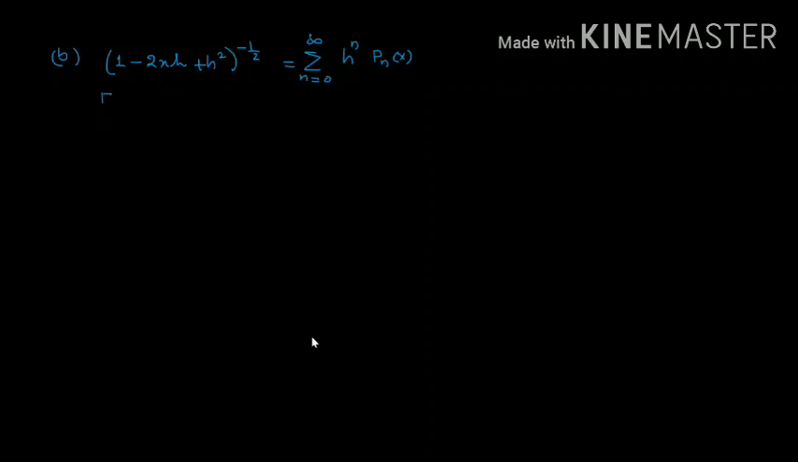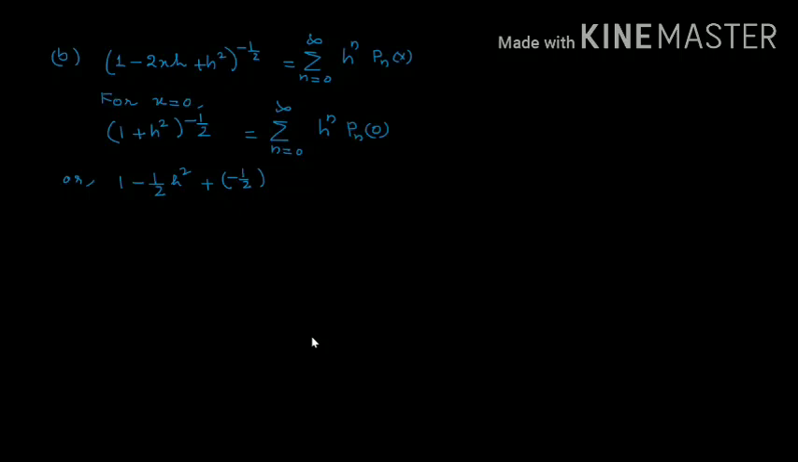For x equal to 0, the generating function is, so let us use the binomial expansion. On the left hand side we have 1 minus half h square, then plus minus half into minus 3 by 2 divided by factorial 2 into h square whole square plus, and so on.